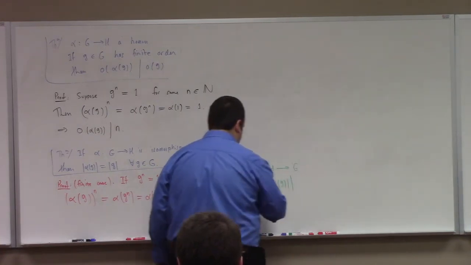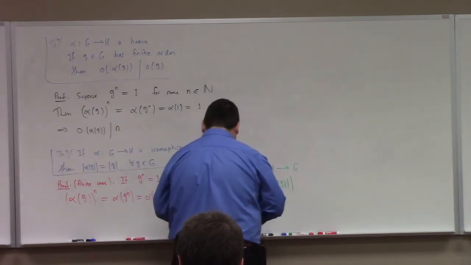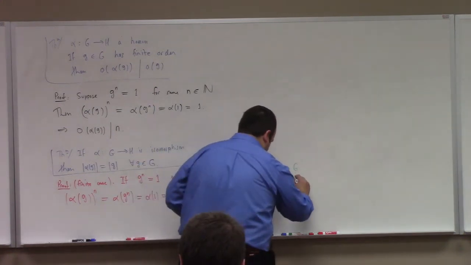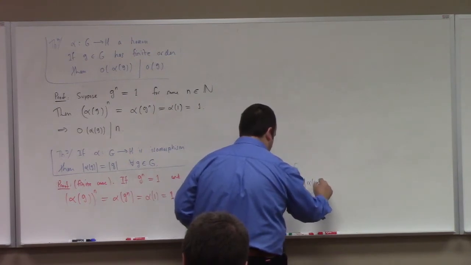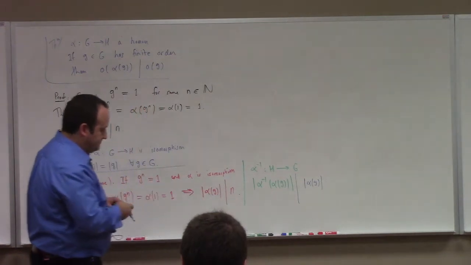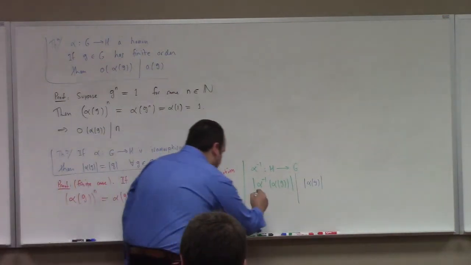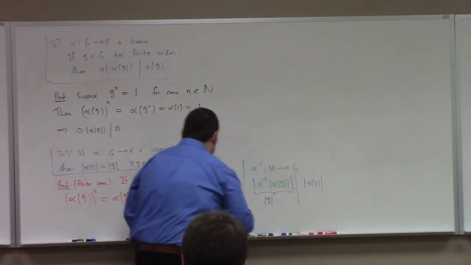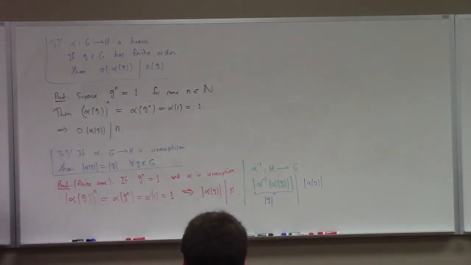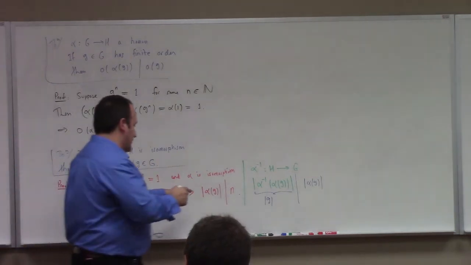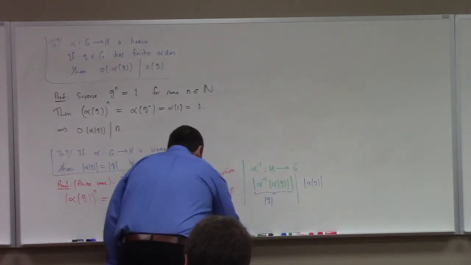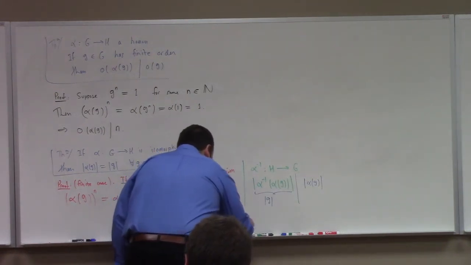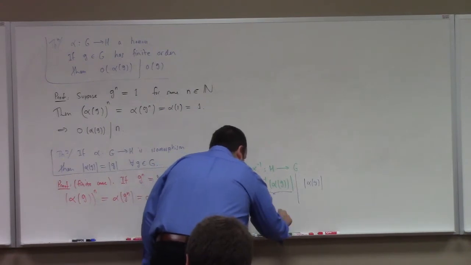I'm sorry, I'm using my bars here. Let me make this: divides the order of alpha of g. And this is equal to what? The order of g. Right, this is exactly the order of g. So we have that the order of alpha of g divides n. In other words, we have divisibility both ways, which means we have equality. So the order of alpha of g divides n, and n divides the order of alpha of g.